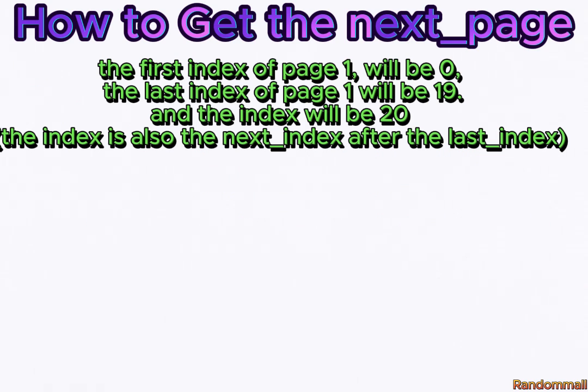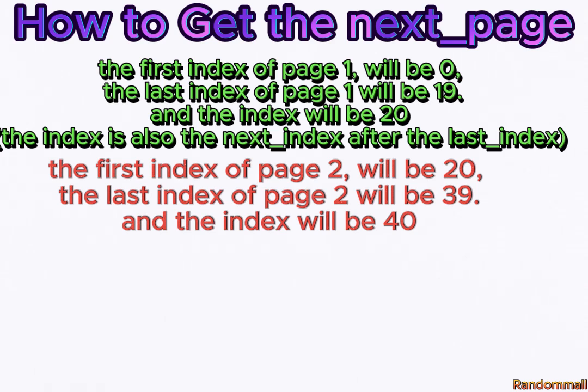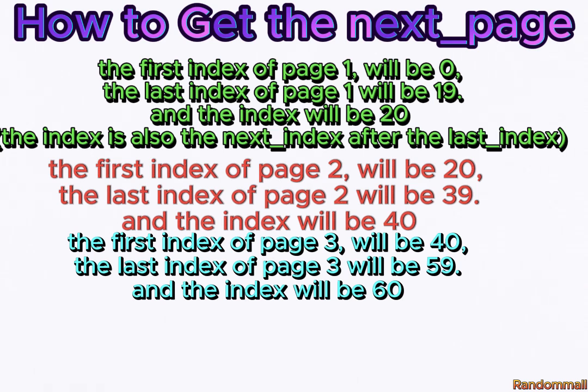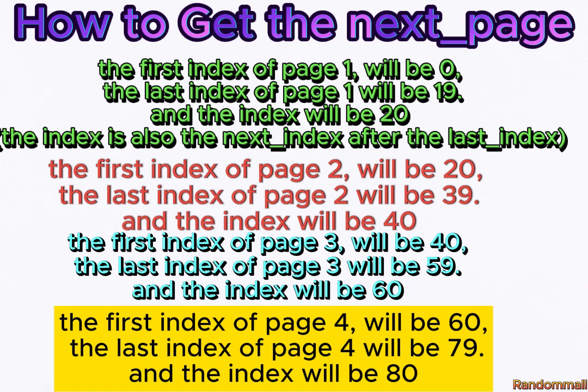The first index of page 1 will be 0. The last index of page 1 will be 19, and the index will be 20. The index is also the next index after the last index. Then the first index of page 2 will be 20. The last index of page 2 will be 39, and the index will be 40. The first index of page 3 will be 40. The last index of page 3 will be 59, and the index will be 60. The first index of page 4 will be 60. The last index of page 4 will be 79, and the index will be 80.